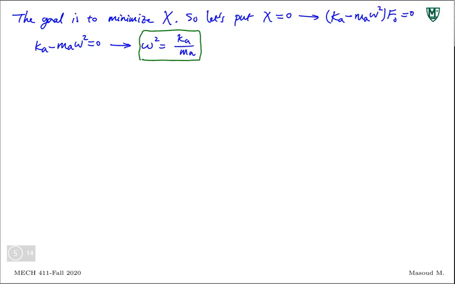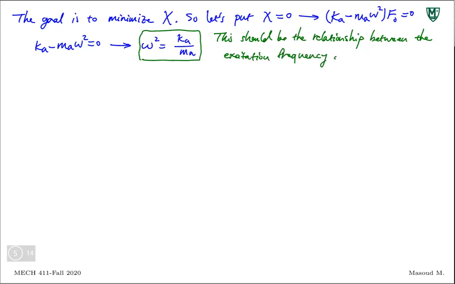All right. So this is the relationship you need. This should be the relationship between the excitation frequency and absorber's mass and stiffness.